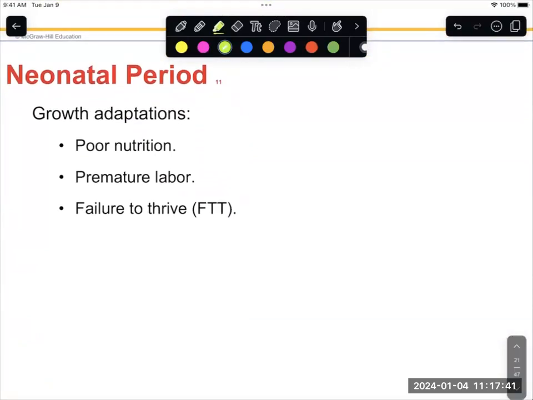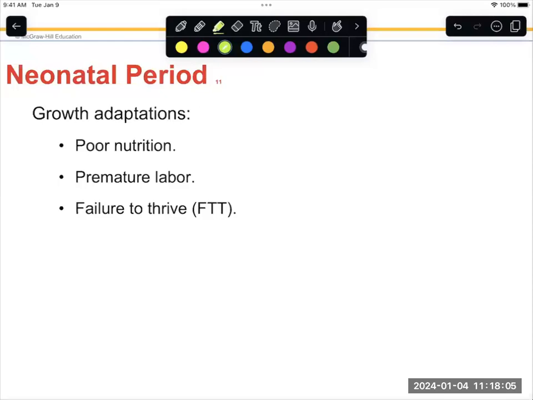So inadequate nutrition caused by poor placental function can cause a neonate to fail to grow fully in utero. If the newborn is below the 10th percentile of babies in that same gestational age, it is considered small for gestational age.